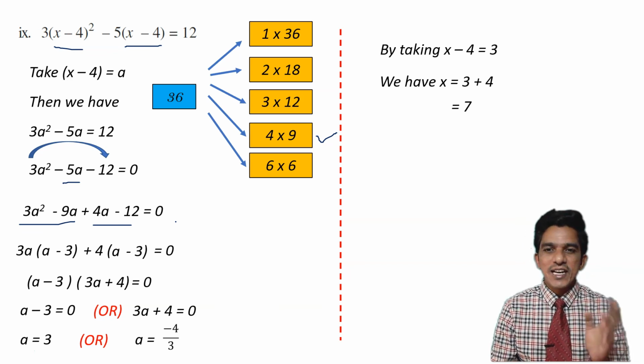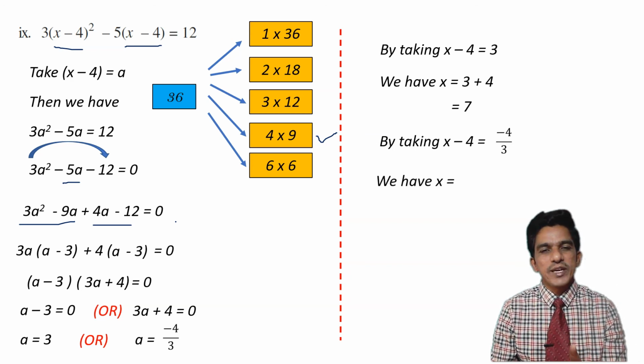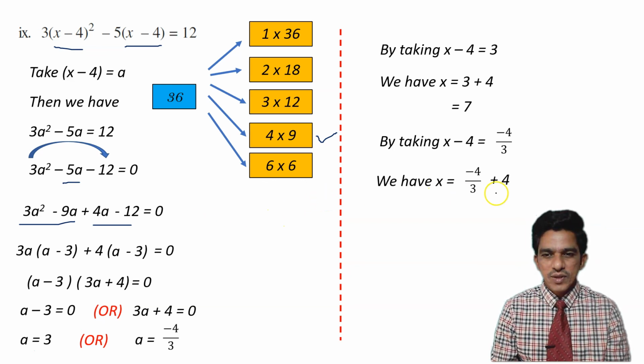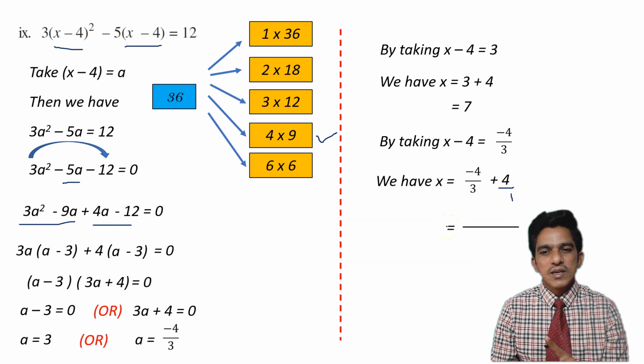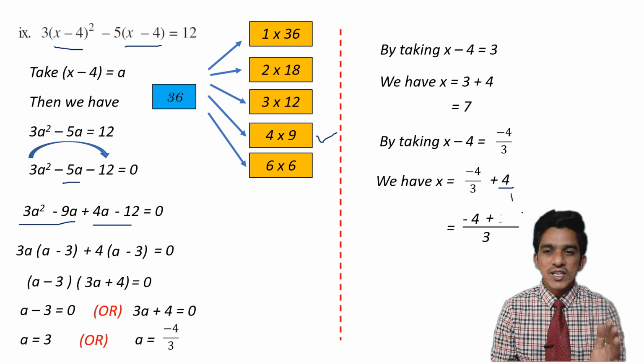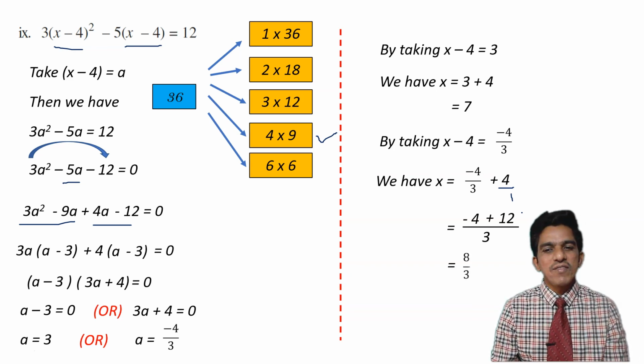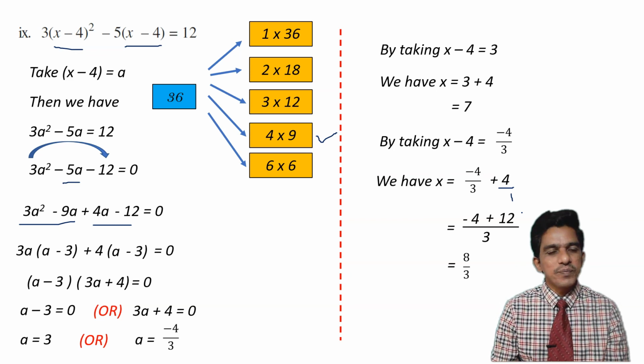Now let us take the other value. By taking x minus 4 is equal to minus 4 by 3, now x is equal to minus 4 by 3 plus 4. Right? Now let us take LCM. This is 4 by 1. LCM of 1 and 3 is 3. In the first step, since the LCM denominator is equal, you can write minus 4. 1 table, 3 times. 3 4s are 12. So in the numerator you have minus 4 plus 12. Minus 4 plus 12 is 8. So the other value of x is actually 8 by 3.